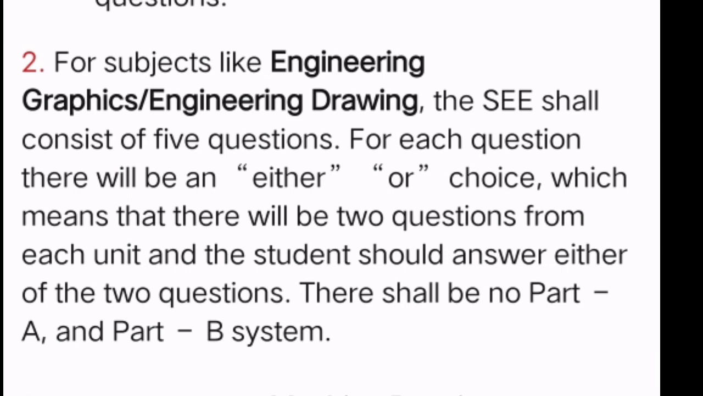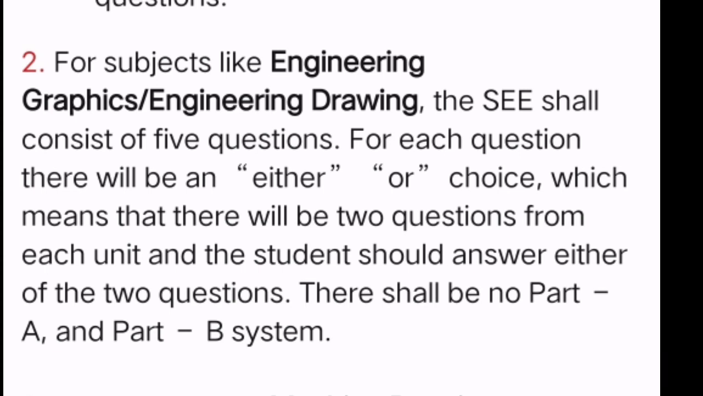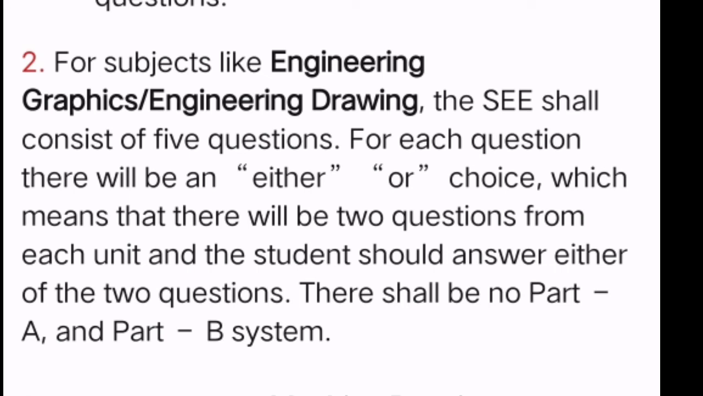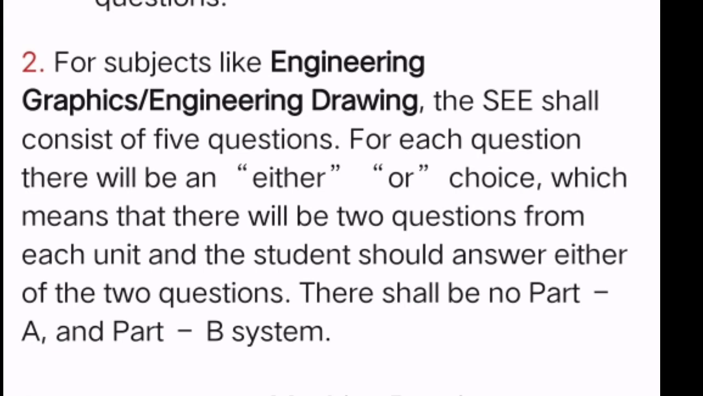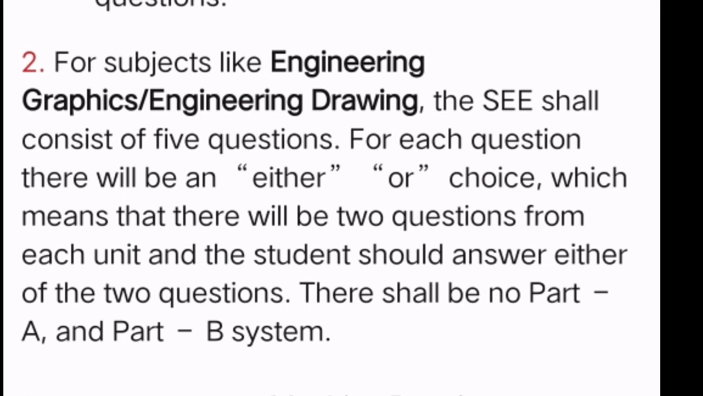Now if we talk about subjects like engineering drawing or engineering graphics, the paper will consist of 5 questions. For each of them, an either-or choice will be given, which means there will be 2 questions from each unit and the student should answer one question out of 2. And in this engineering drawing subject, there will be no part A and part B system.